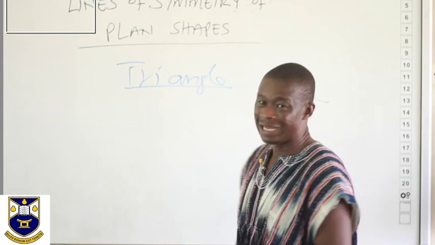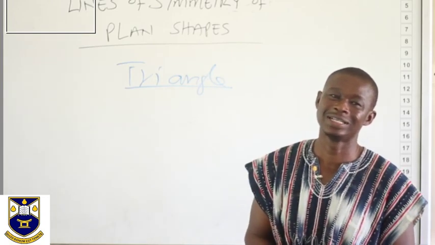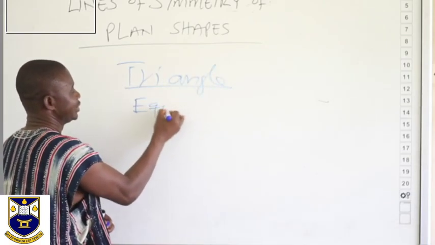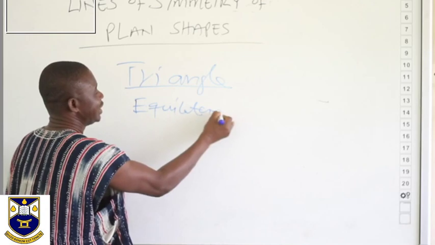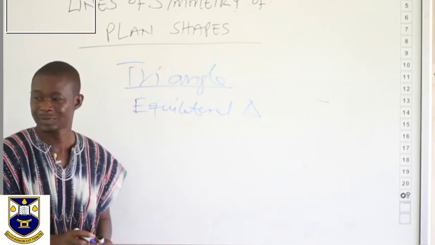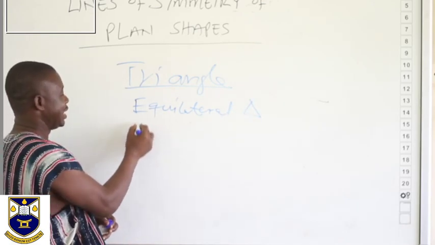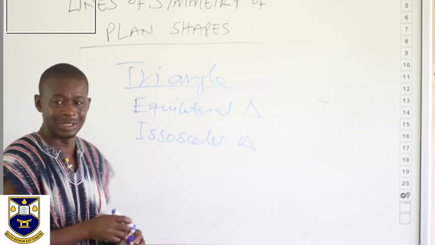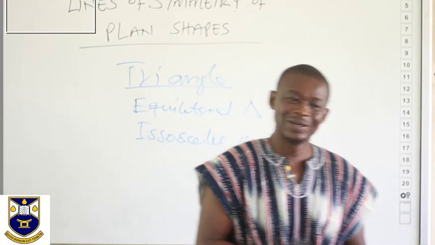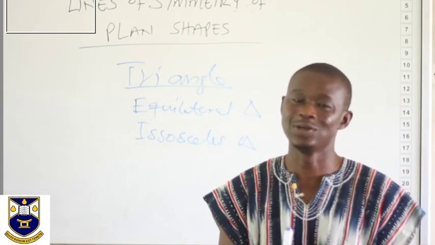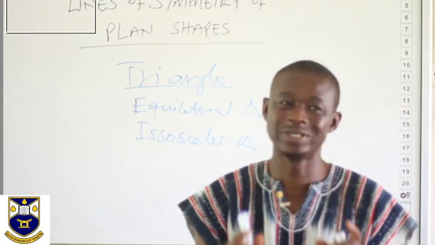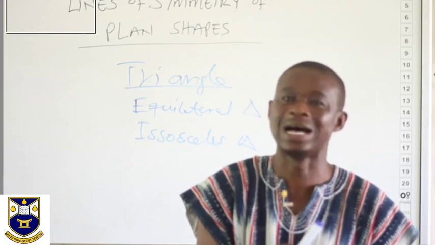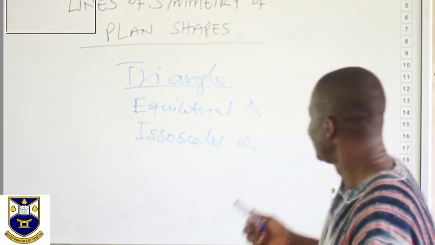Then the other triangle is isosceles triangle. We have equilateral triangle. We also have the isosceles triangle. With the isosceles triangle, only 2 straight sides are equal. It also follows that only 2 interior angles are equal.